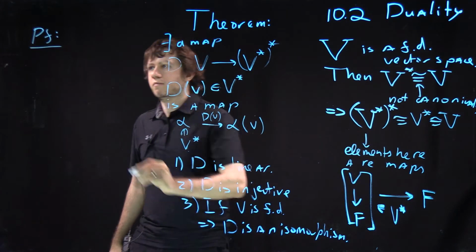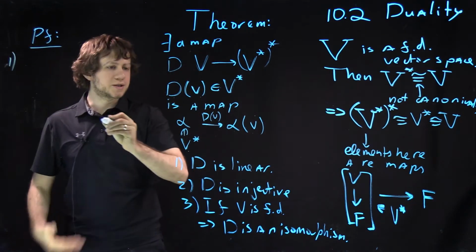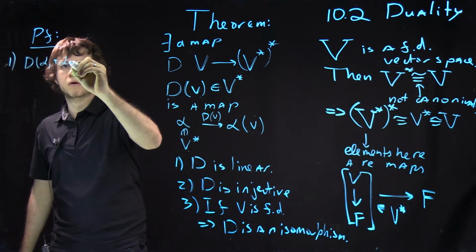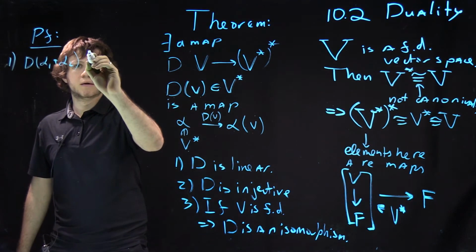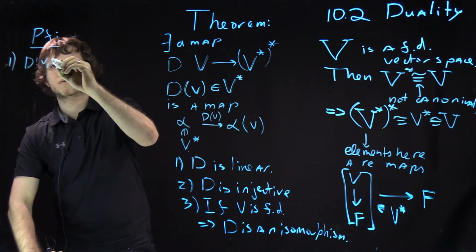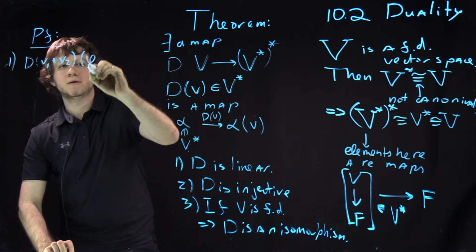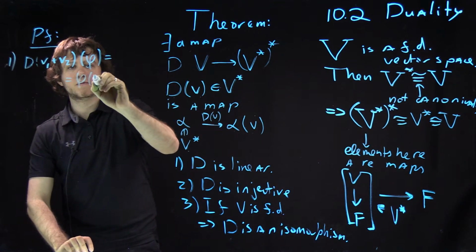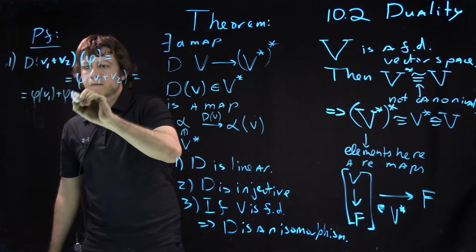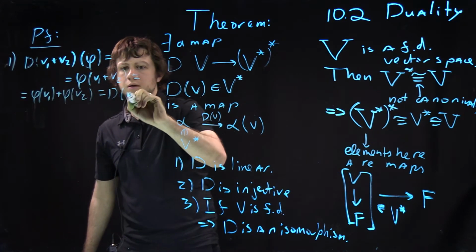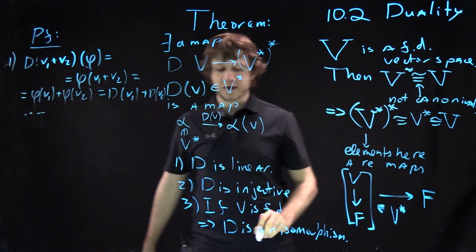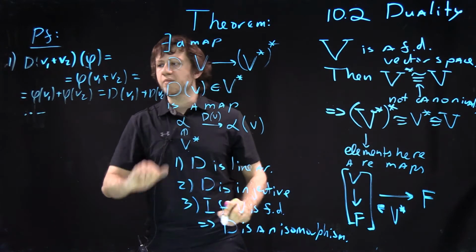D is linear, the first part. This one is really easy, because if you take D of v1 plus v2 applied to any functional phi, it is equal to phi of v1 plus v2, which by linearity is phi of v1 plus phi of v2, which is D of v1 plus D of v2. And similarly with multiplication by any element of the field. So D is indeed a linear map.